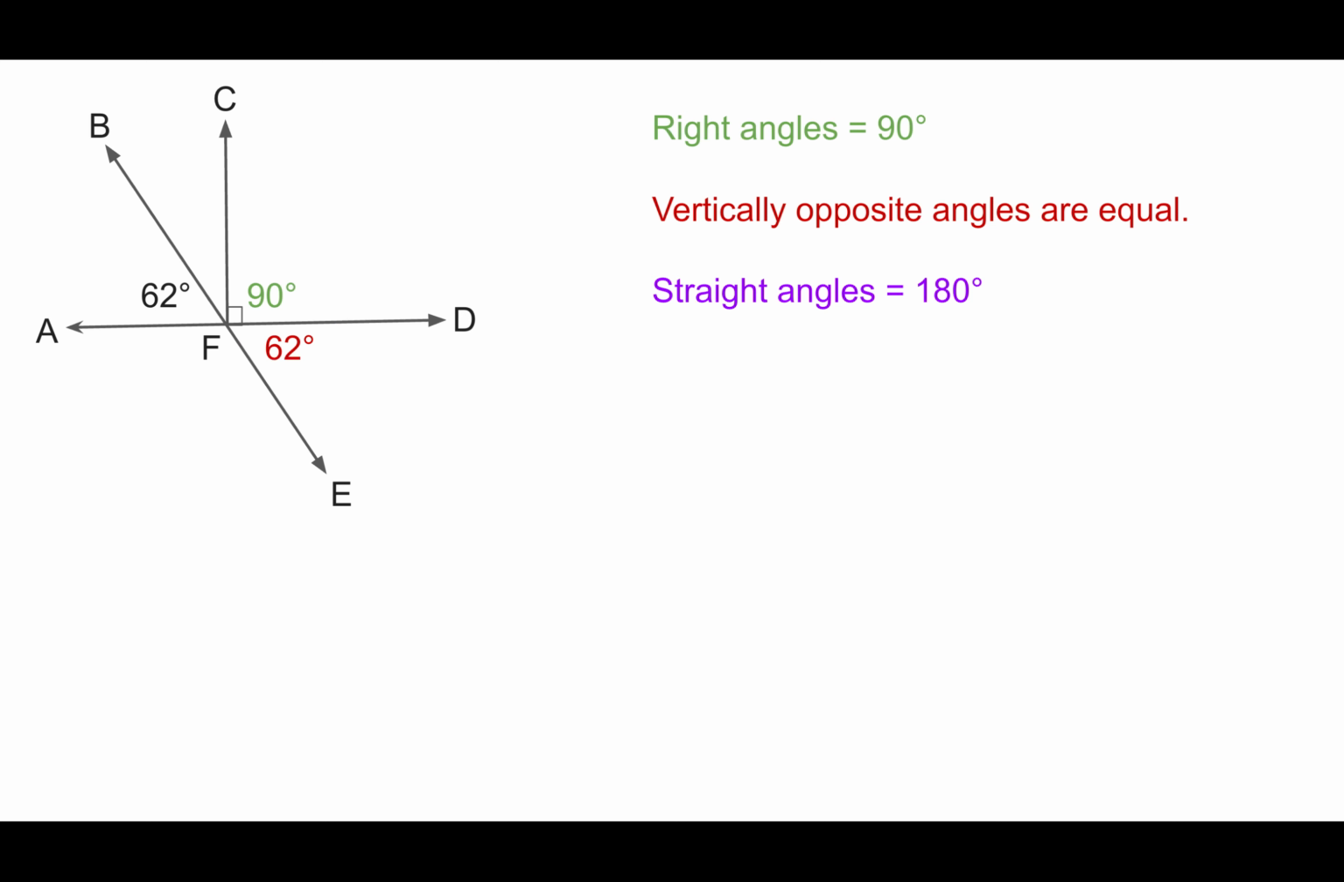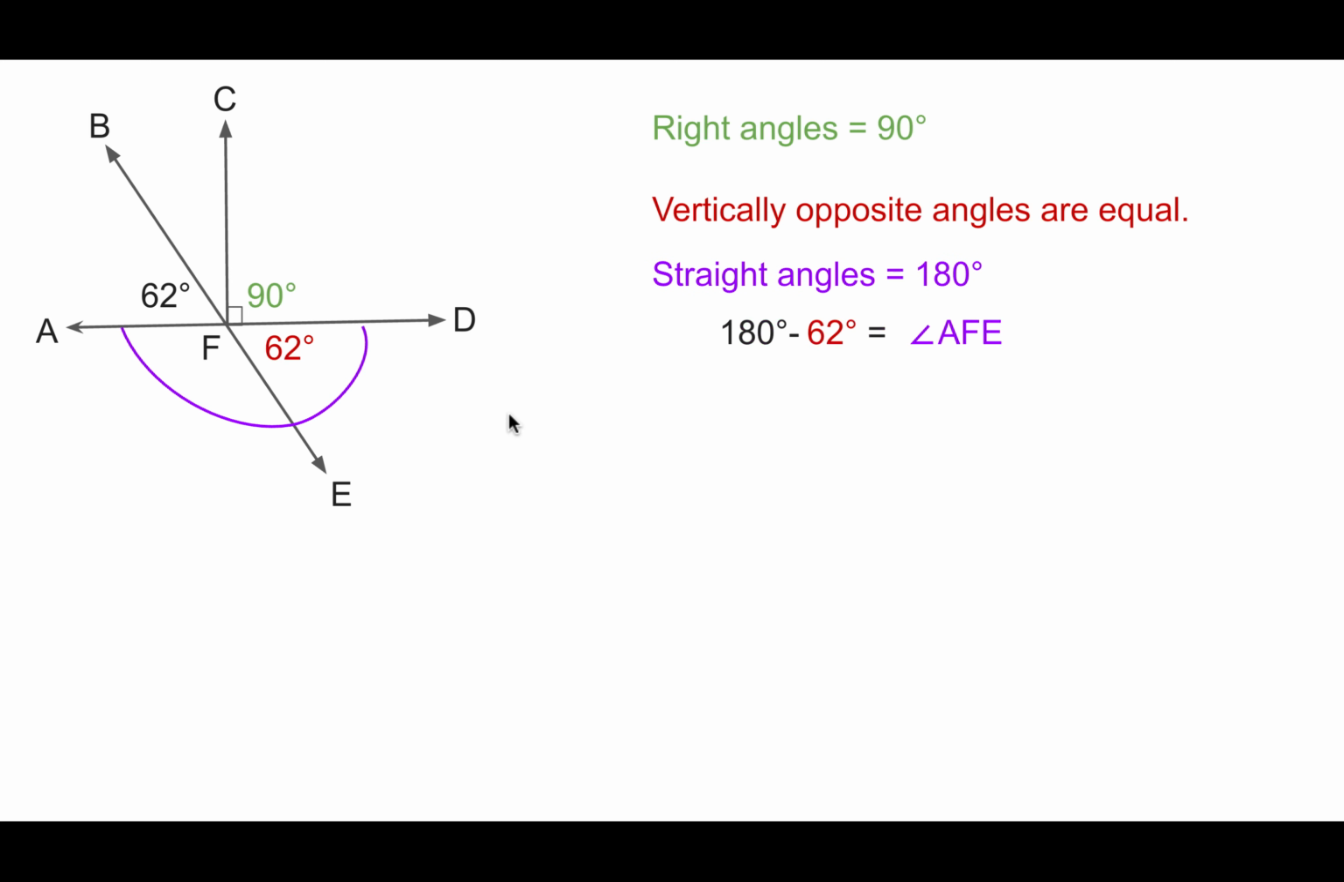Straight angles equal 180 degrees. So here's a straight angle, and therefore I can figure out my angle AFE by subtracting 62 from 180. So 180 minus 62 equals angle AFE. Remember, when we say the angles, the middle letter always has to be our vertex, so AFE. The same angle would be EFA. So when I find the difference, it's 118 degrees. So angle AFE is 118 degrees.